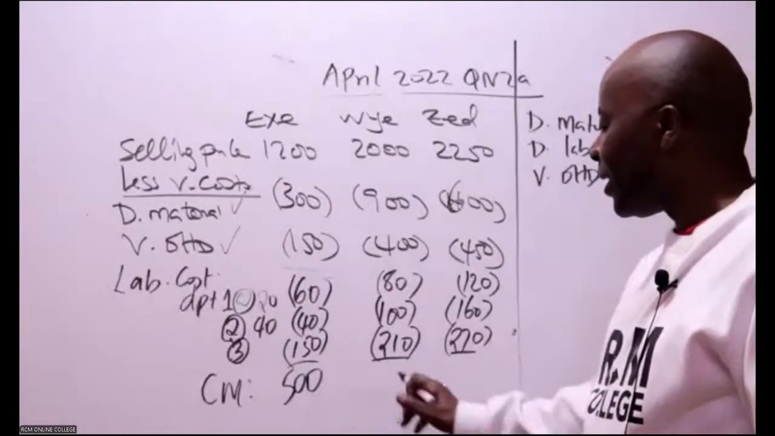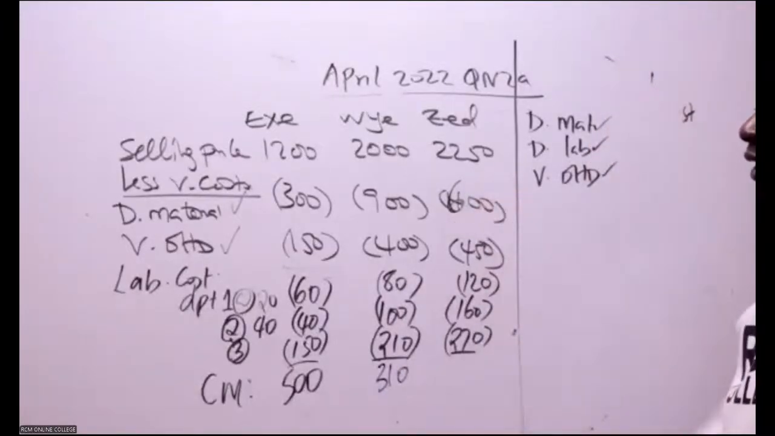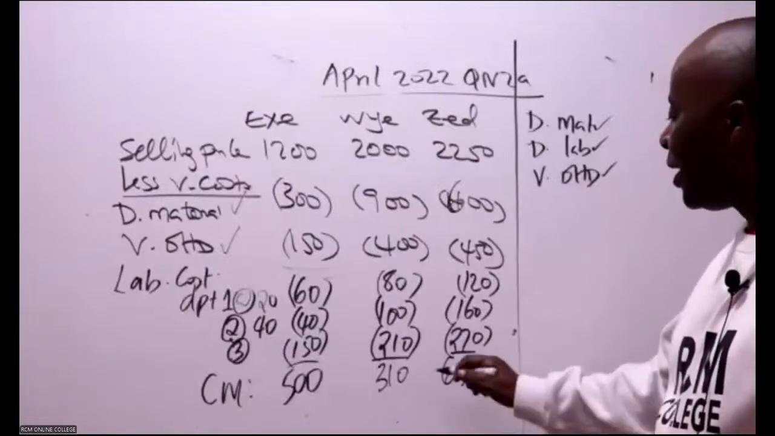So Y is 310. How about Z after correction of these direct materials? Z is 650.